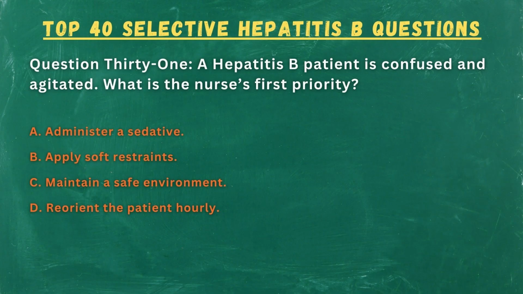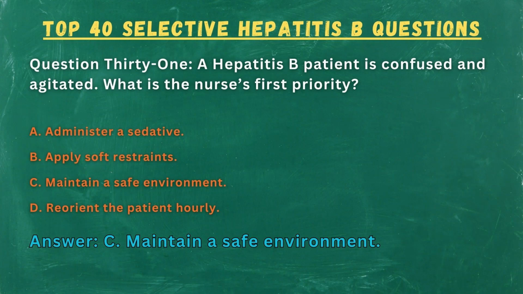Question 31. A hepatitis B patient is confused and agitated. What is the nurse's first priority? A. Administer a sedative. B. Apply soft restraints. C. Maintain a safe environment. D. Reorient the patient hourly. Answer. C. Maintain a safe environment.